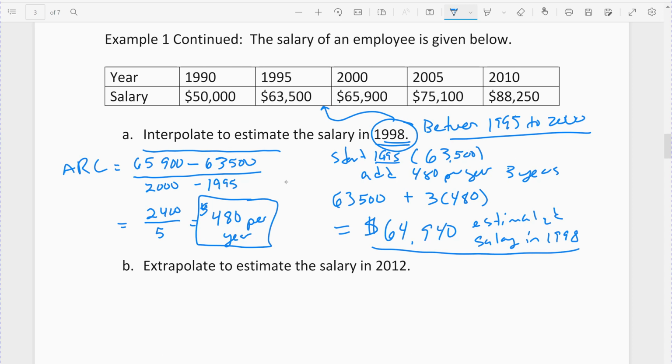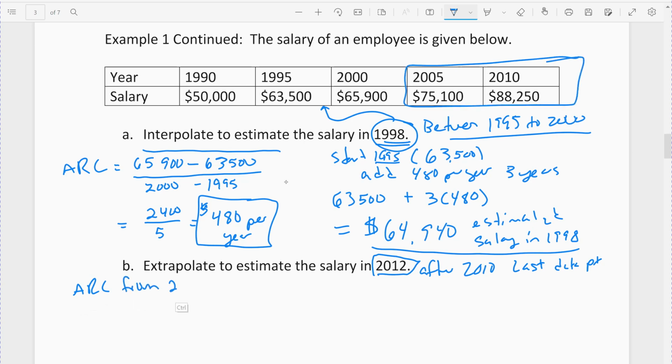All right, so interpolation is when we use the average rate of change for a value between two known values. Extrapolation is when we estimate something after our last data point. So our last data point was in 2010. So we want to estimate 2012, which is after 2010, which was our last data point. And so, again, we're still going to use the average rate of change. We're going to use the average rate of change for the end two values, all right, so from 2005 to 2010.